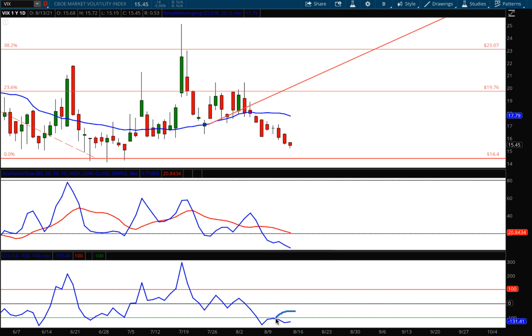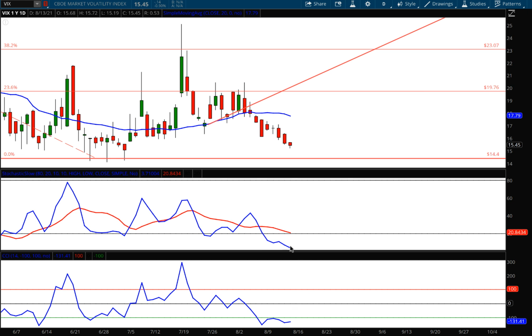Now, look down below. You can see that the CCI down here is showing a positive divergence. You see that? On this low right here, on that big red candle, the CCI registered a low. Now that we're at a lower low on the VIX, the CCI is showing a higher low, and not only is it showing a higher low, but it's showing a hinge to the upside.